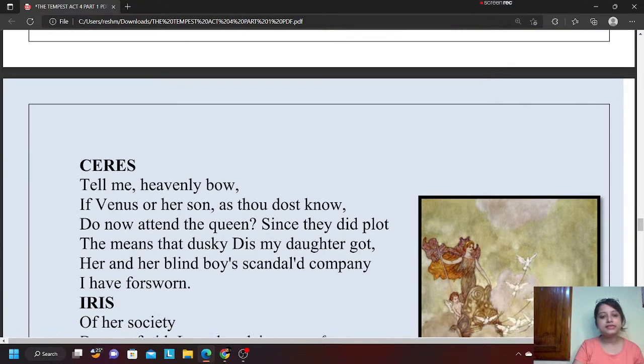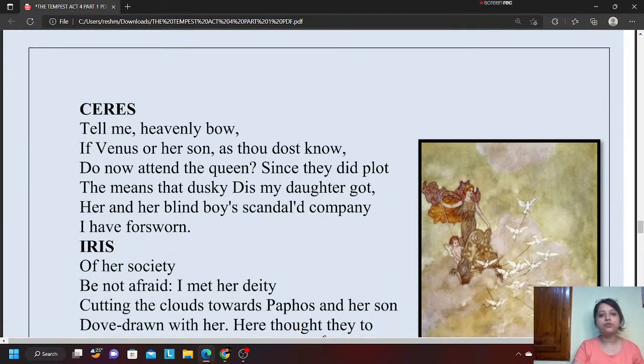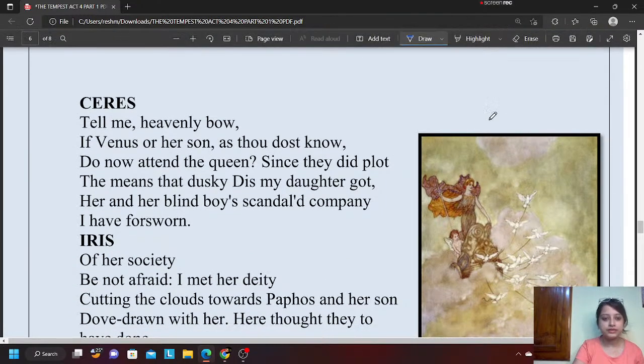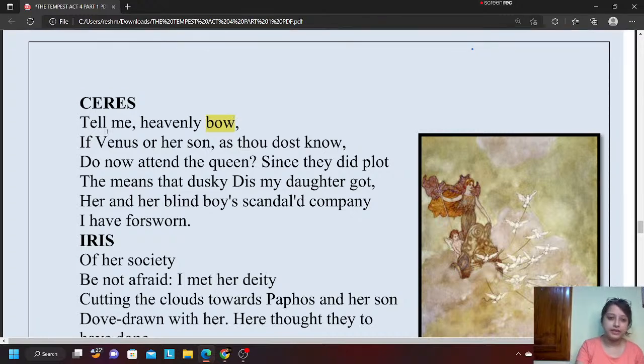Now Ceres says, tell me heavenly bow, that means rainbow, because she is the rainbow goddess. Tell me heavenly bow, if Venus or her son. Now, who is this Venus? Venus is actually the goddess of love. Very important, goddess of love is Venus. Her son is Cupid.